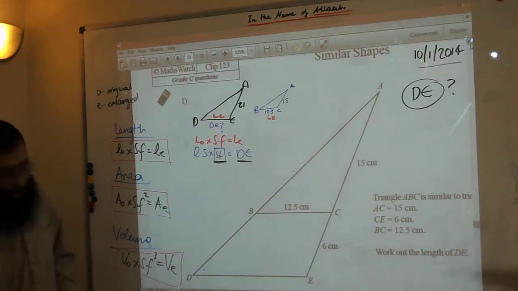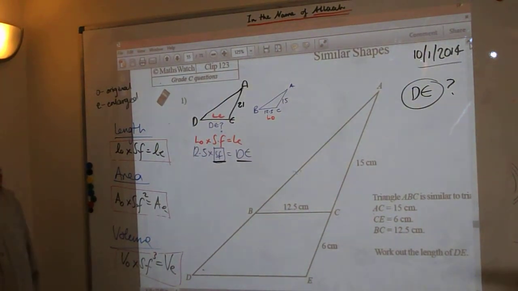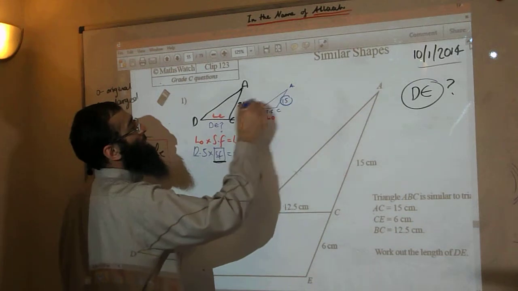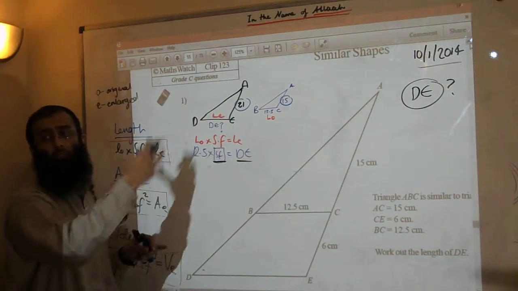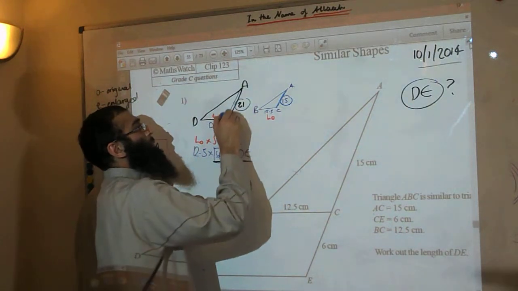Nobody else? We look at which two sides will help us work out the scale factor. 15 and 21. Excellent, beautiful. Why? Because these two sides correspond. So Umar, are you happy with that? Yeah. A to C corresponds with that length there.